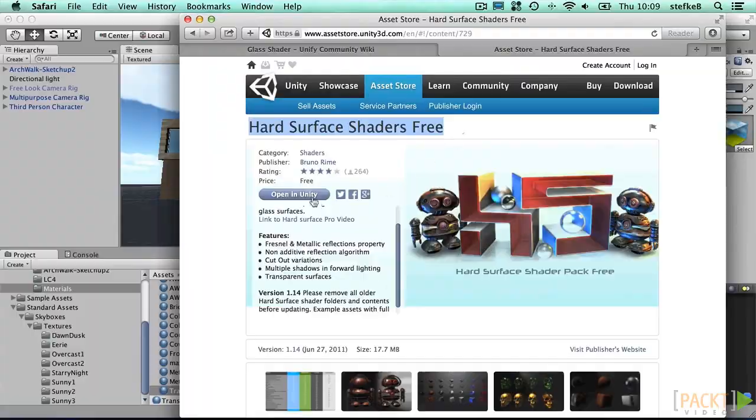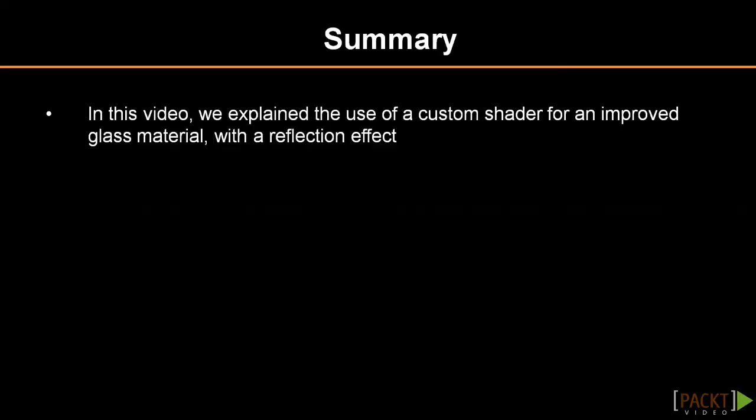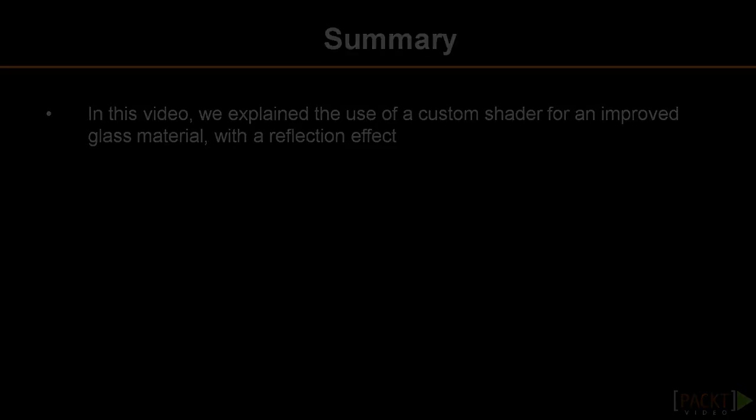In this video lesson, we explained the use of a custom shader for an improved glass material with a reflection effect. It reuses our skybox textures from the previous video. Our next video will introduce you to the procedural shader type, using substances.